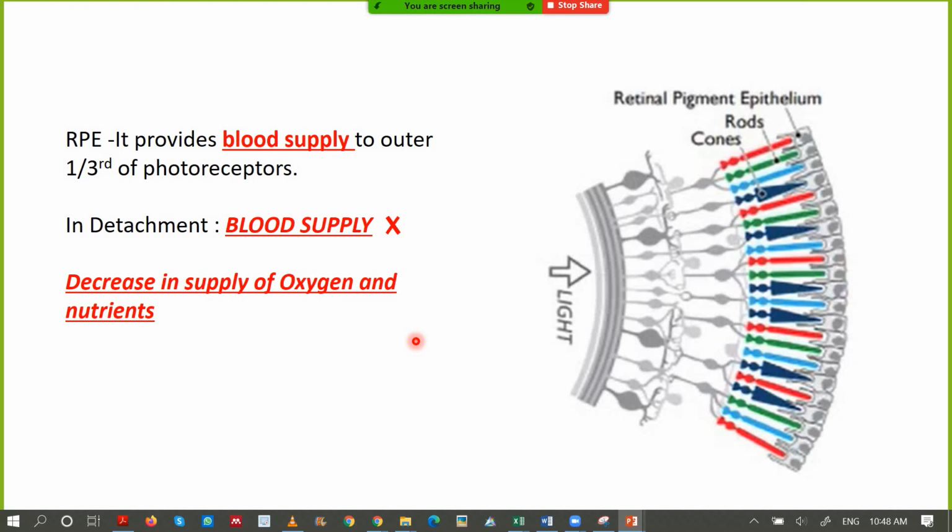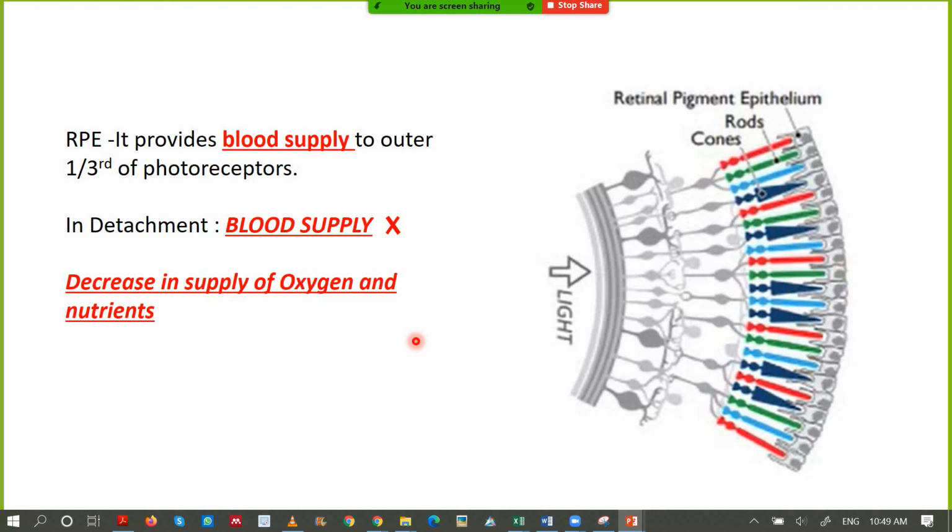And coming to why it is important that the RPE and neurosensory retina be attached. We all know that the RPE provides almost 1/3 of the blood supply to the photoreceptors. So when there is a detachment of the RPE from the neurosensory retina, that blood supply is lost. So there is a demand for oxygen and nutrition, there will be a hypoxic attack, and that will lead to other complications.